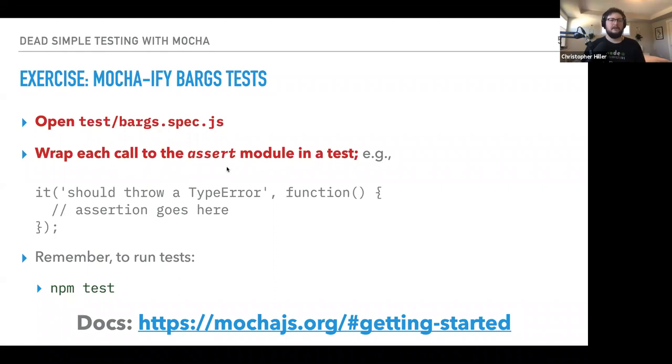For each of these three calls to assert, we're going to wrap it in a Mocha test, and we're going to give each a title. Again, the title describes the behavior we're testing. The first two would say something like throw a type error, and the last one should be like it returns some sort of object. We want to wrap those assertions in a call to it, and put the assertion in the second parameter, which is the test body. I'll wait just a second for you to wrap this up.